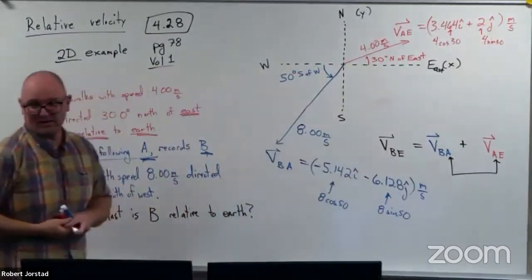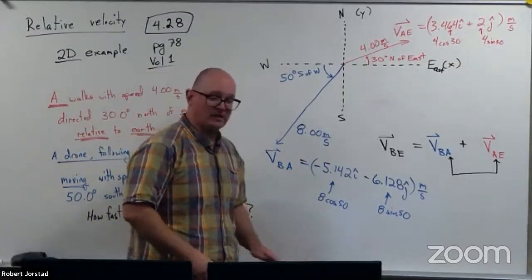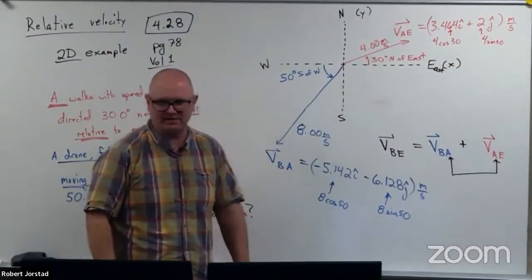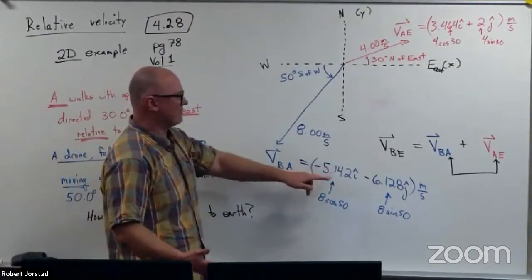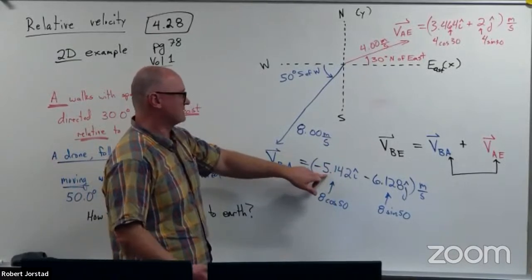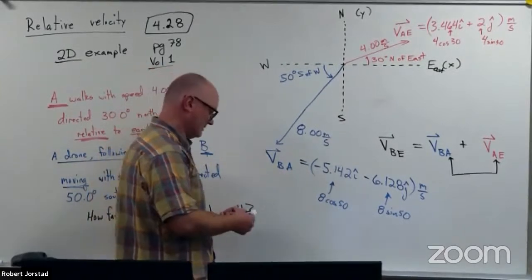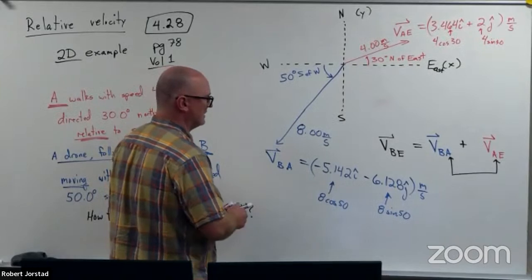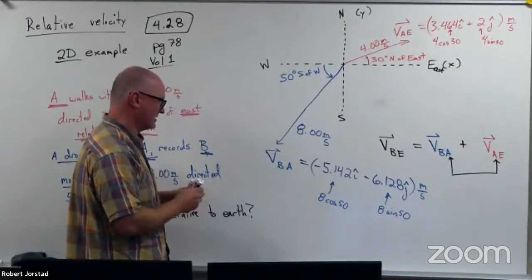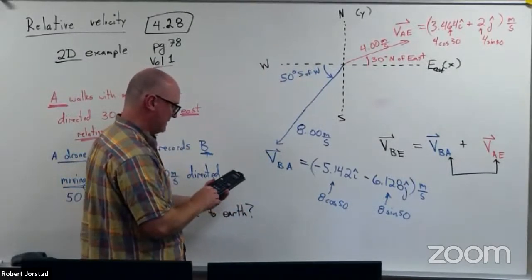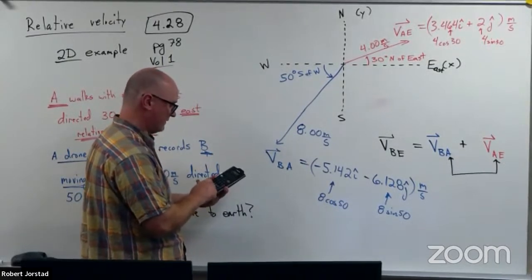All right, at this point, it's simply add up the I hats and the J hats and see what you get. You've got the answer in the workbook, but I've got a simulation here that does it for me. So if you do the I hats with the I hats, let's just approximately get it. If I add the two I hat parts together, this is going to be how much in the I hat? Let's see. Negative 5.142 plus 3.464.